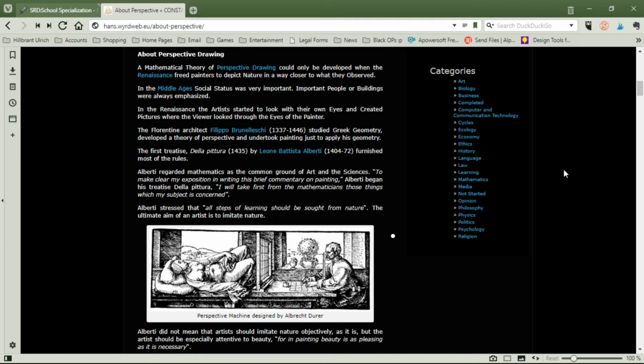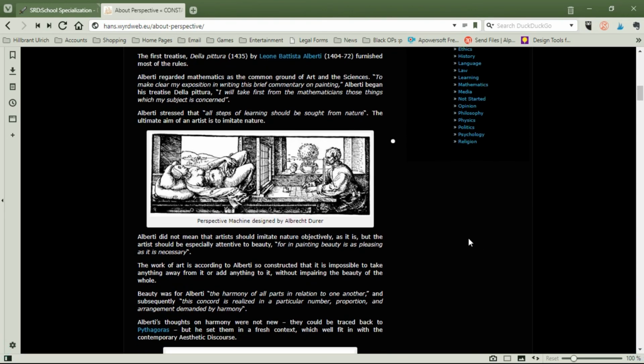To make clear my exposition in writing this brief commentary on painting, Alberti began his treatise, Della Pittura, I will take first from the mathematicians those things which my subject is concerned. Alberti stressed that all steps of learning should be sought from nature. The ultimate aim of an artist is to imitate nature.